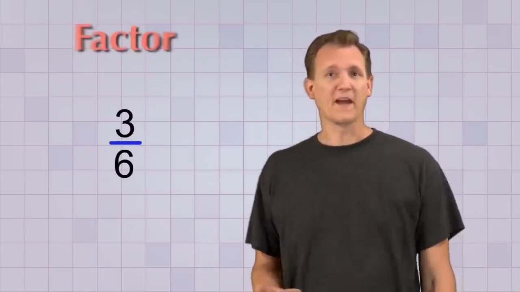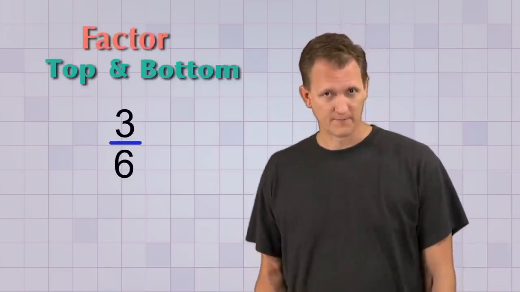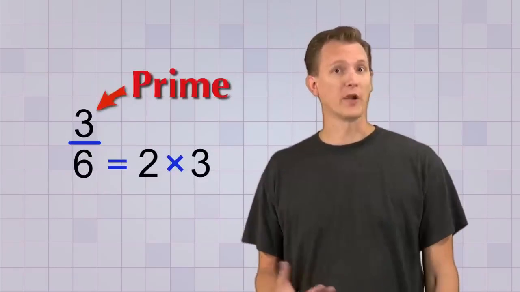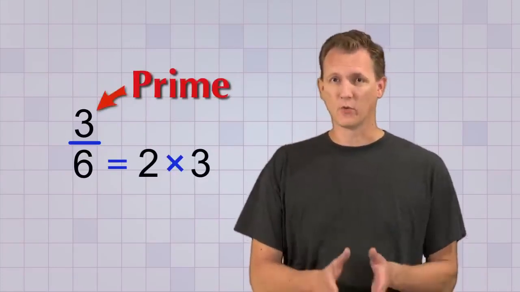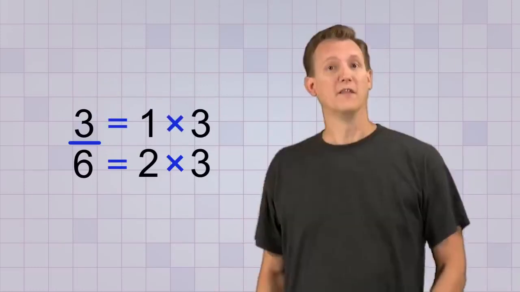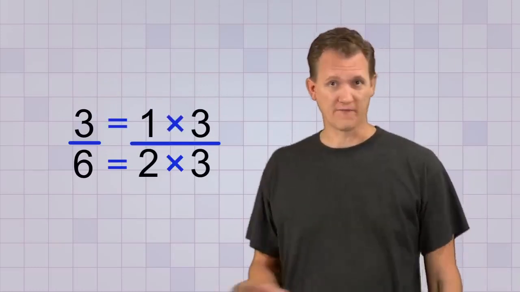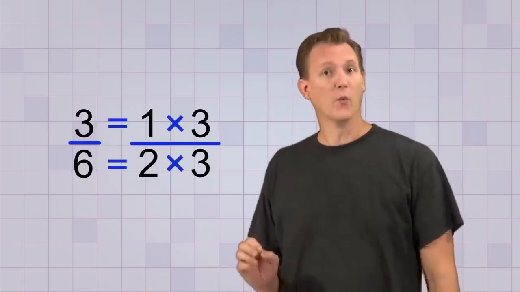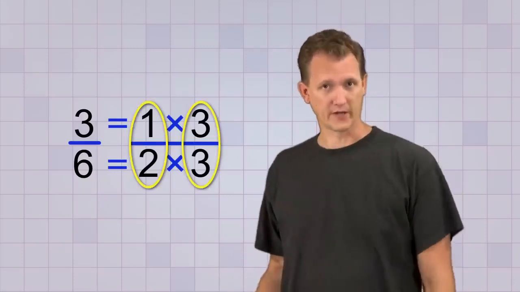Let's take our complicated fraction, 3 over 6, and factor both the top and bottom numbers. Now, the bottom number 6 can be factored into 2 times 3. The top number, 3, is a prime number. Its only factors are 1 and itself. So we can write that as 1 times 3. There, we've rewritten our fraction using factoring, and now it kind of looks like two fractions being multiplied together. 1 over 2 times 3 over 3.